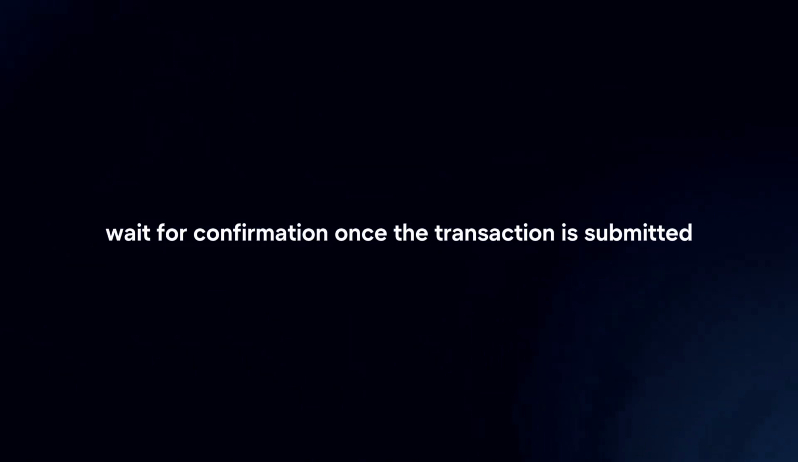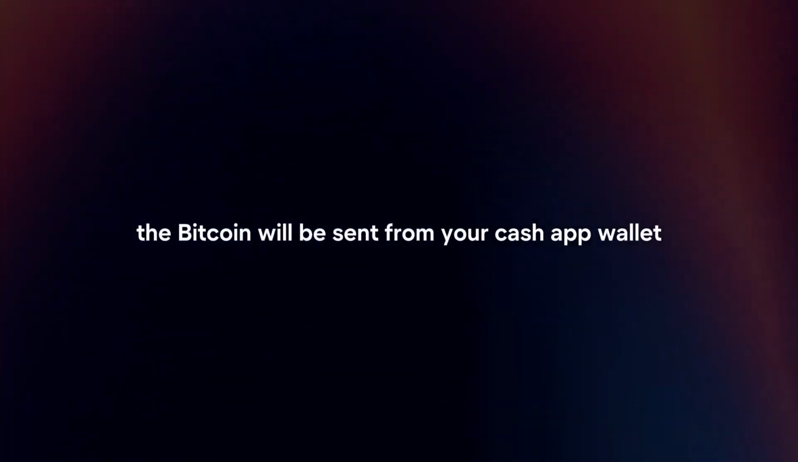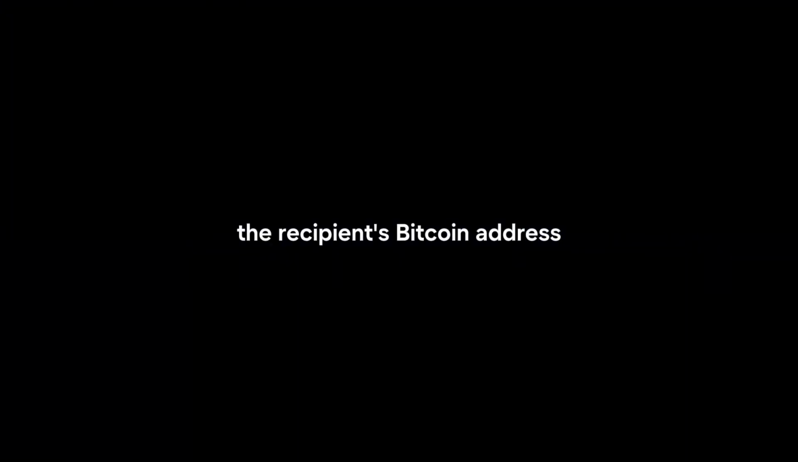Wait for confirmation. Once the transaction is submitted, wait for it to be confirmed on the Bitcoin network. This typically takes a few minutes but can vary depending on network congestion. Transaction complete. Once confirmed, the Bitcoin will be sent from your Cash App wallet to the recipient's Bitcoin address.